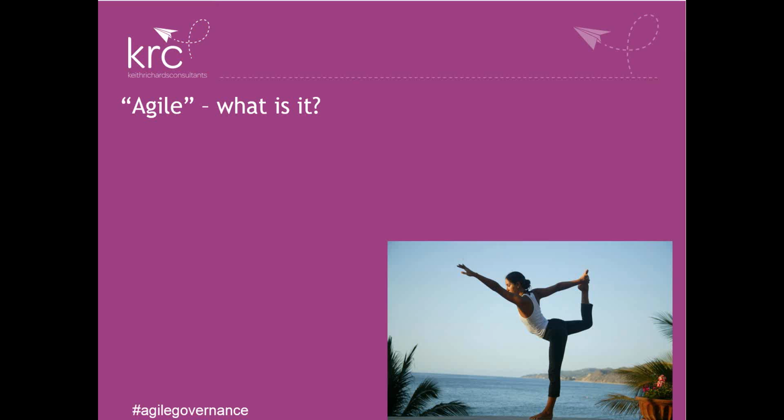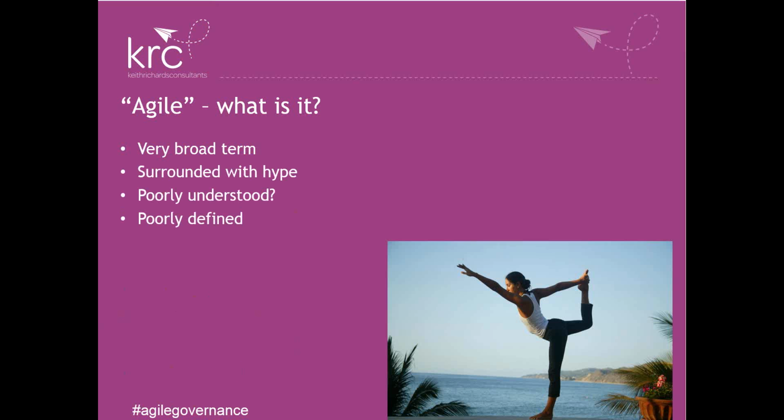And remember, govern is just a strong word for control, look after, make sure everything is okay. Now, Agile itself is a very broad term, surrounded with a lot of hype. People seem to think it's a thing or a method, but it is a very, very broad umbrella term. It's very general, and by and large, I'd say it's not particularly well defined.